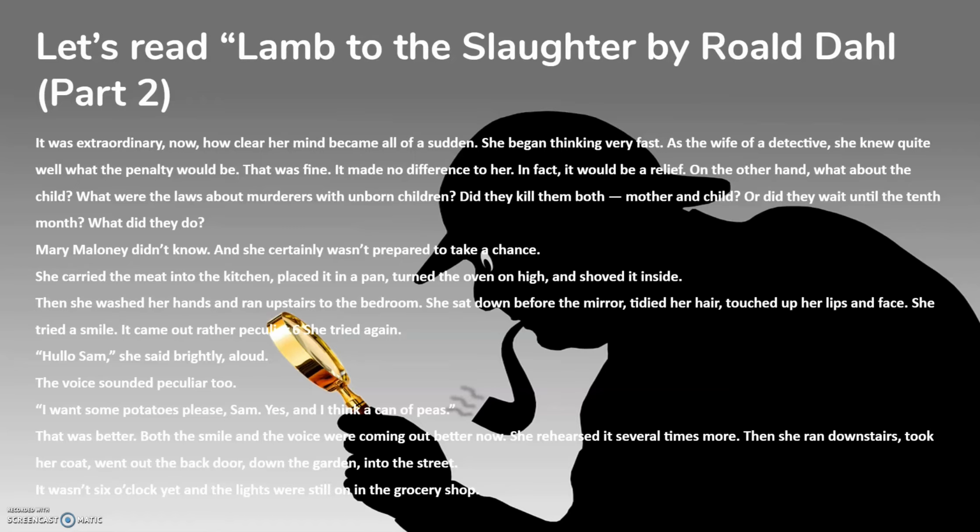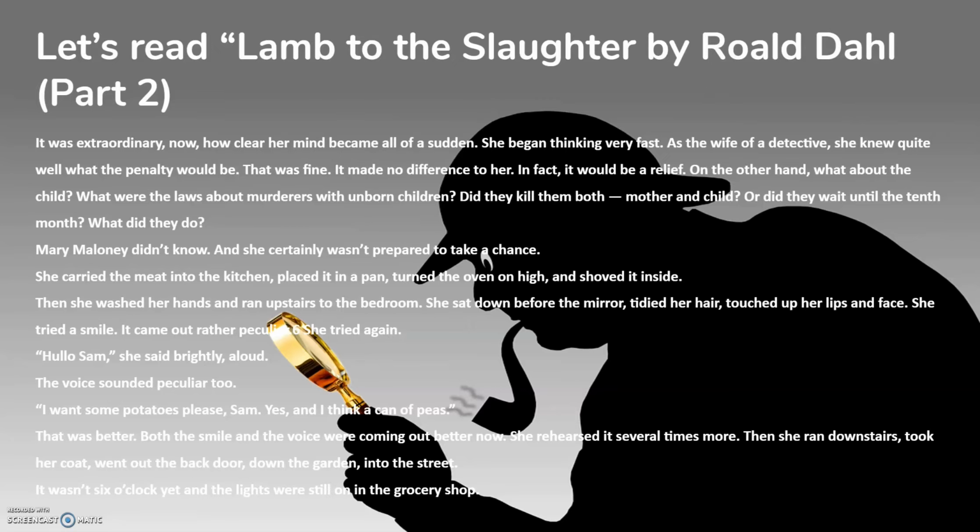She carried the meat into the kitchen, placed it in a pan, turned the oven on high, and shoved it inside. Then she washed her hands and ran upstairs to the bedroom. She sat down before the mirror, tidied her hair, touched her lips and face. She tried to smile. It came out rather peculiar. She tried again. "Hello, Sam," she said brightly aloud. The voice sounded peculiar too. "I want some potatoes, please, Sam." "Yes, and I think a can of peas." That was better. Both the smile and the voice were coming out better now. She rehearsed it 7 times more.